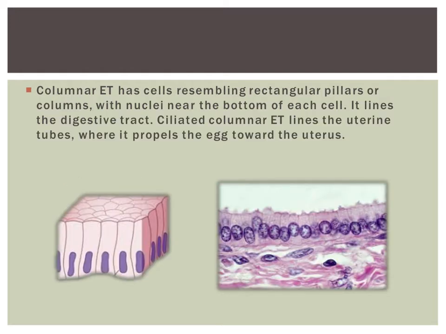Columnar has cells resembling pillars or columns. Nuclei are most often found near the bottom, and this lines the digestive tract. Some types of columnar epithelial tissue can be ciliated, and this lines the uterine tubes, and that cilia will beat back and forth to push the egg toward the uterus.